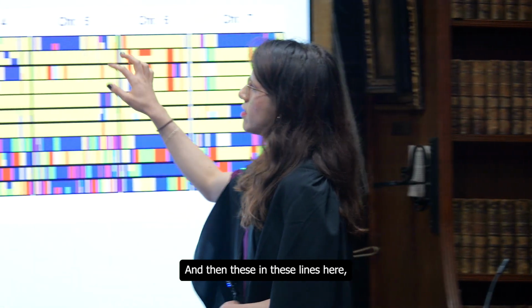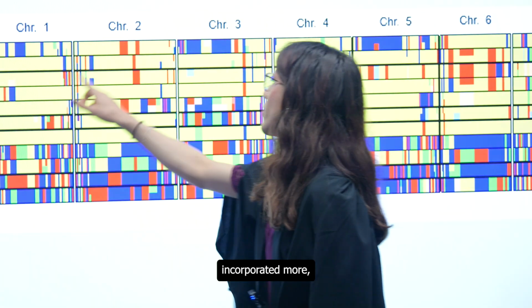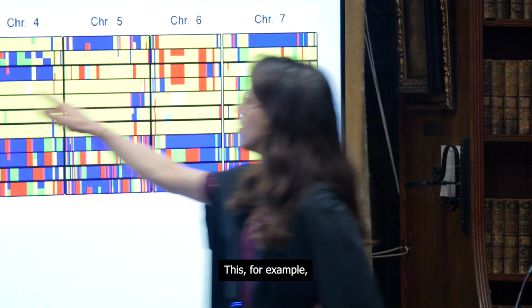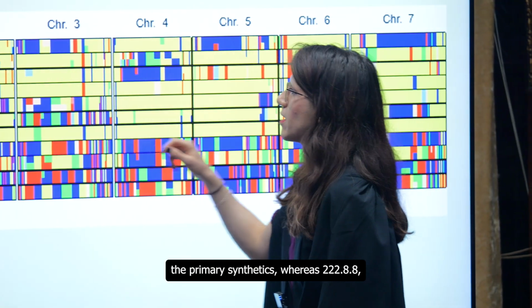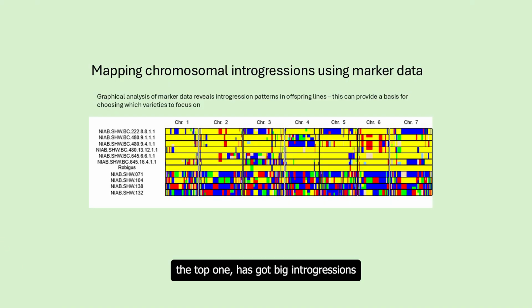And then in these lines here, which are the offspring lines, we can see that some of them have incorporated more genetic diversity than others. This, for example, has not incorporated very much genetic diversity from the primary synthetics, whereas 222.8.8, the top one, has got big introgressions, chromosomes 3, 5, and 7 in particular.